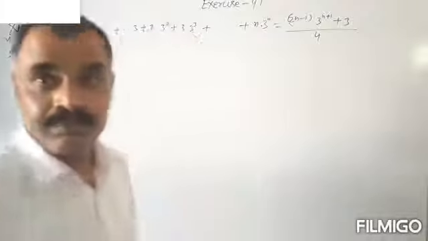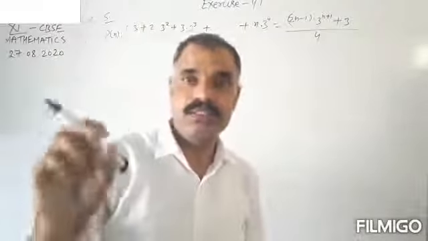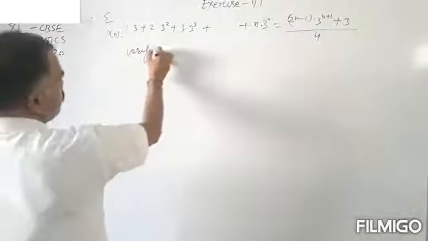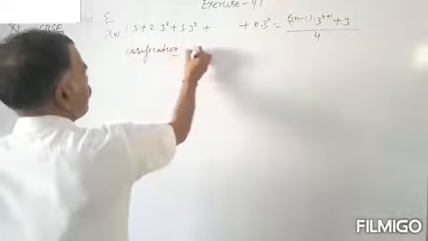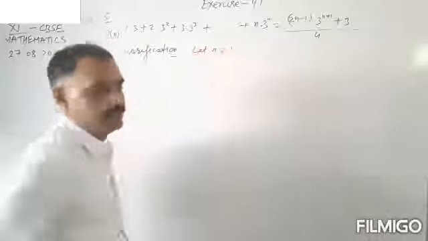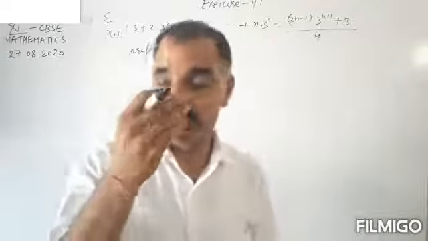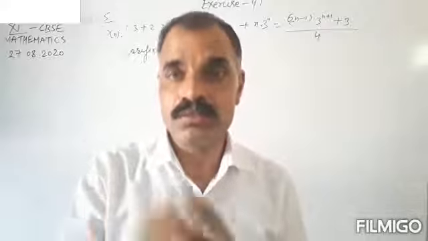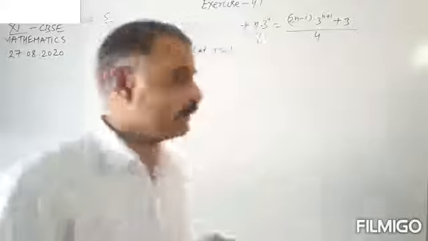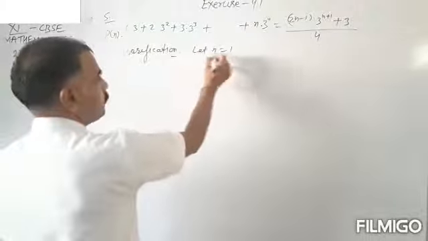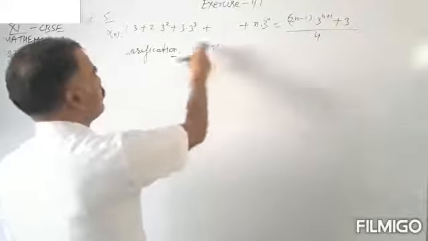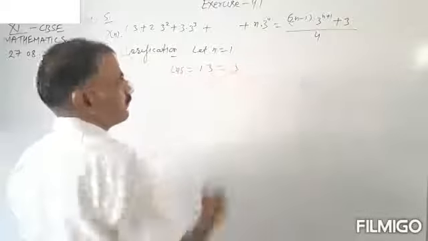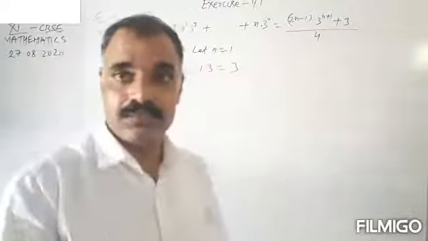Okay, so now we will prove the first step, that is verification. Let n equals to 1. Let n equals to 1 means we will verify that if n equals to 1 or n equals to 2, the given statement is true. N equals to 1 means number of term is 1, that is left hand side is equals to 1 multiplied by 3, that is equals to 3.